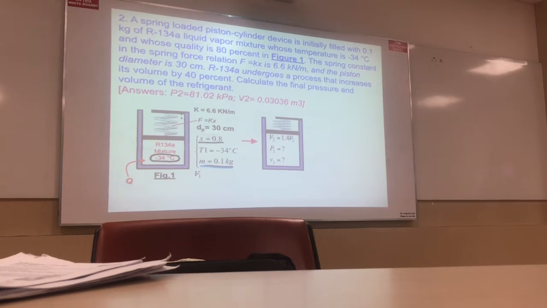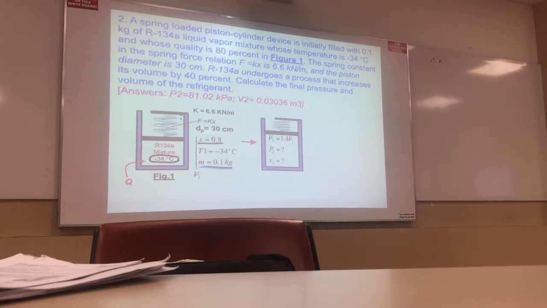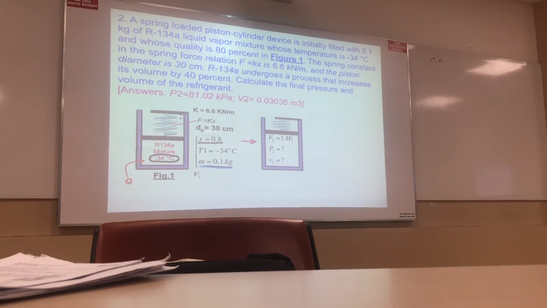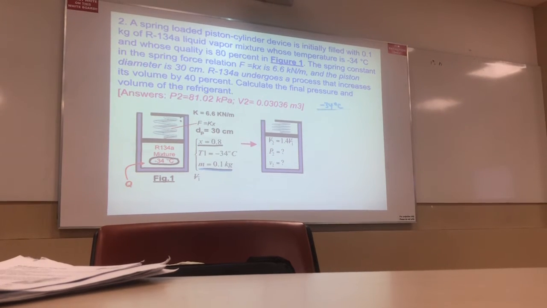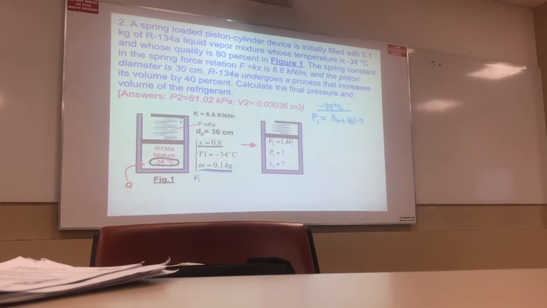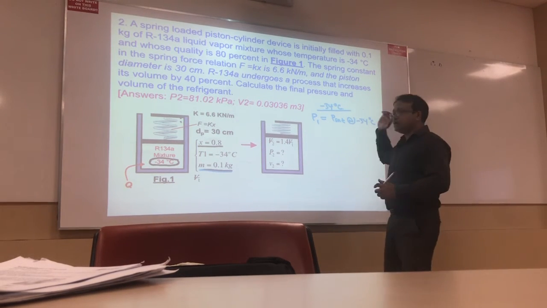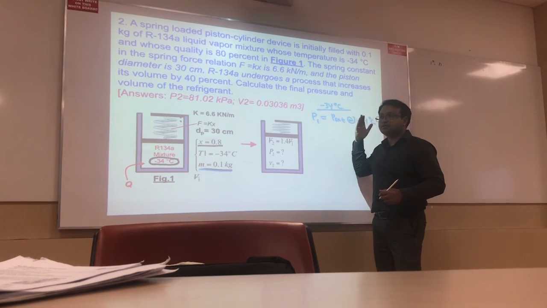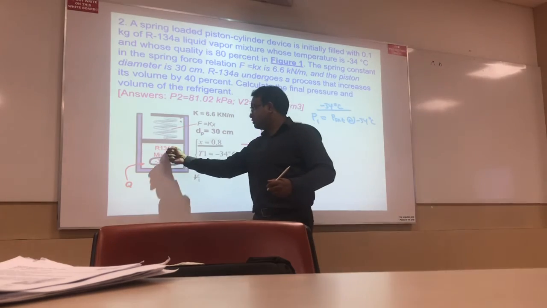Very easy for me now, okay? Why easy? I know state 1. State 1 tells me the temperature is minus 34 degrees Celsius, right? So I can find P1. What is P1? P saturation with respect to minus 34 degrees Celsius. Agree? No problem. I can get it from the R134a table. From the table, I can find pressure P1. Right?